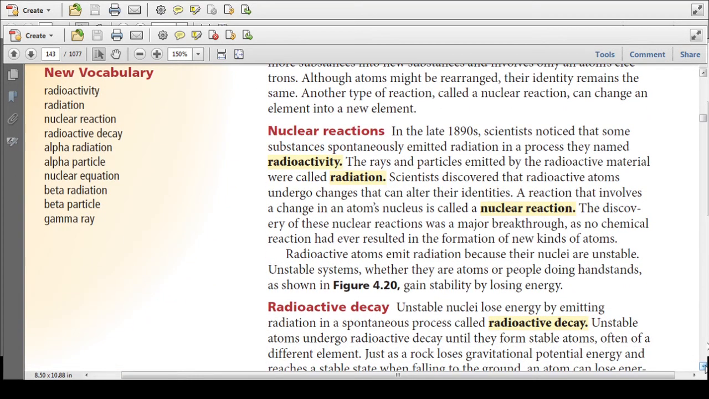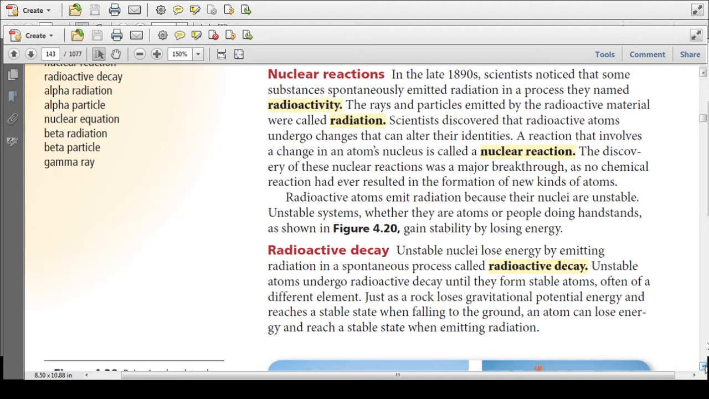In the late 1890s, scientists noticed that some substances spontaneously emitted radiation in a process that they called radioactivity. The rays and particles emitted by the radioactive material were called radiation. Scientists discovered that radioactive atoms undergo changes that can alter their identities. A reaction that involves a change in an atom's nucleus is called a nuclear reaction. The discovery of these nuclear reactions was a major breakthrough, as no chemical reaction had ever resulted in the formation of new kinds of atoms.